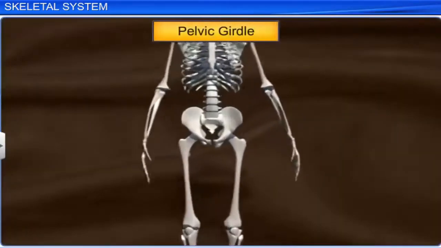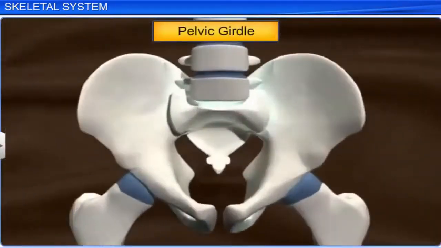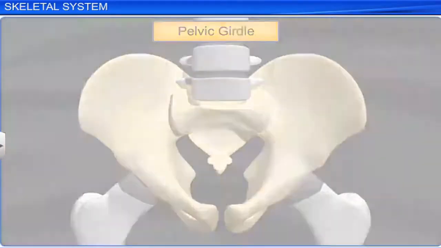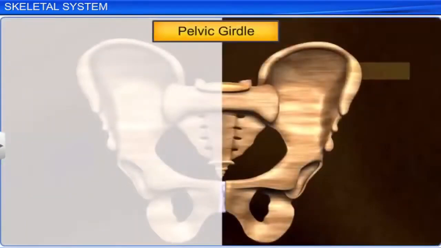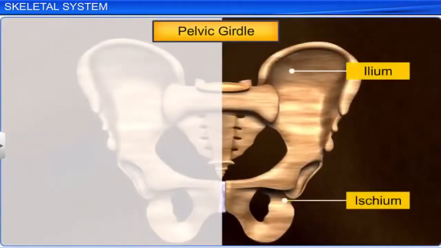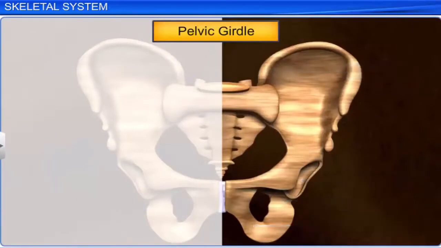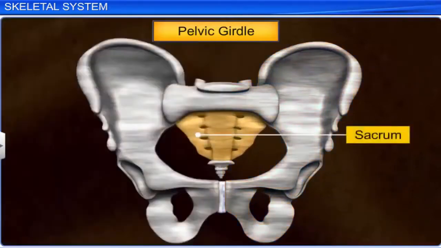The other girdle is the pelvic girdle, which consists of two coxal or hip bones. Each coxal bone consists of three bones: the ilium, ischium, and pubis. These bones fuse to form a cavity called the acetabulum, into which fits the head of the femur or thigh bone. The two halves of the hip bones connect dorsally to the sacrum, while these bones meet ventrally with the help of fibrous cartilage to form the pubic symphysis.